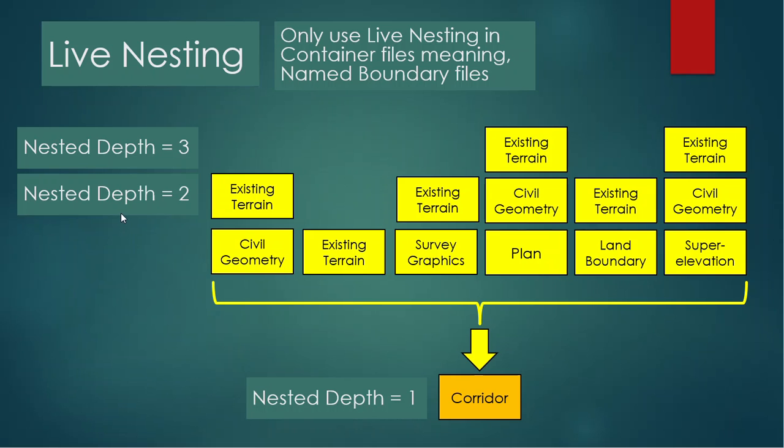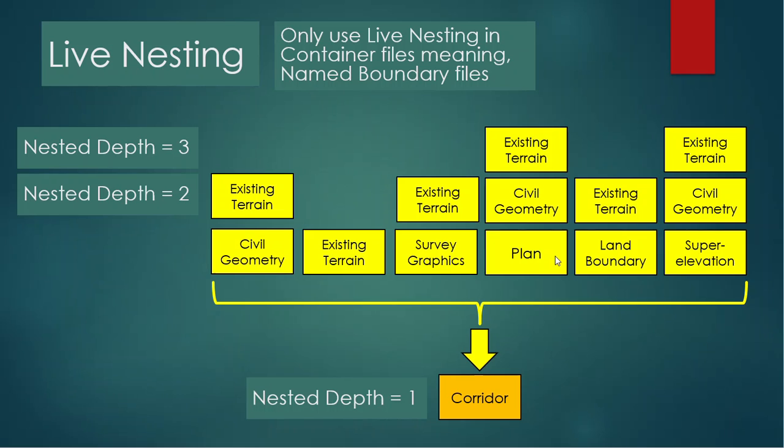Now, if you use a nested depth of 2, it's going to look at that civil geometry and say, hey, what's attached to it? Oh, the existing terrain. Well, let's bring it in. But I already have existing terrain, so you're going to get 2 copies of it. Well, what about the survey graphics? Well, it's looking at existing terrain as well.